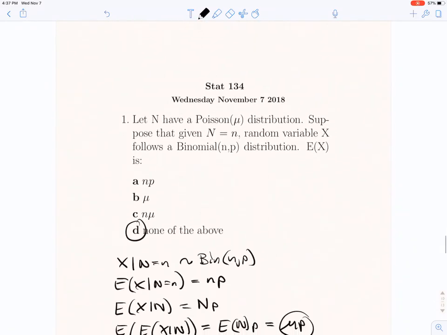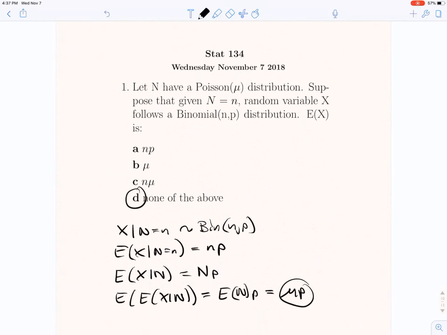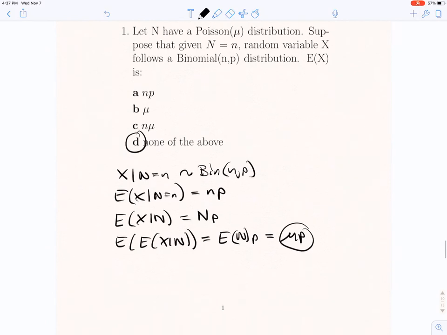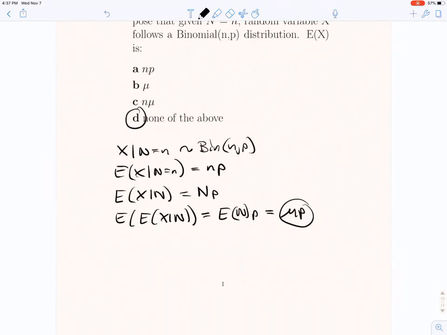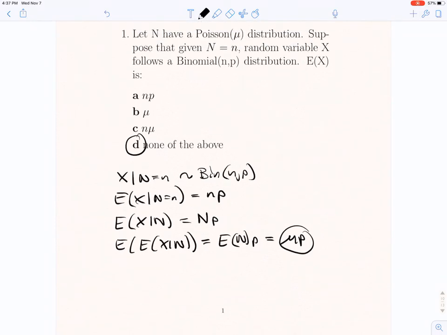So then we did a concept test. Let N have a Poisson mu distribution. Suppose N is n, random variable X follows binomial. Find the expectation of X. So we know that X given N is binomial n, p. So we know the conditional expectation. So the expectation of X given N is a random variable of N, so it's capital N times p. So the iterated expectation is the expectation of N times p, which is just mu p, because remember the expectation of Poisson mu is mu.